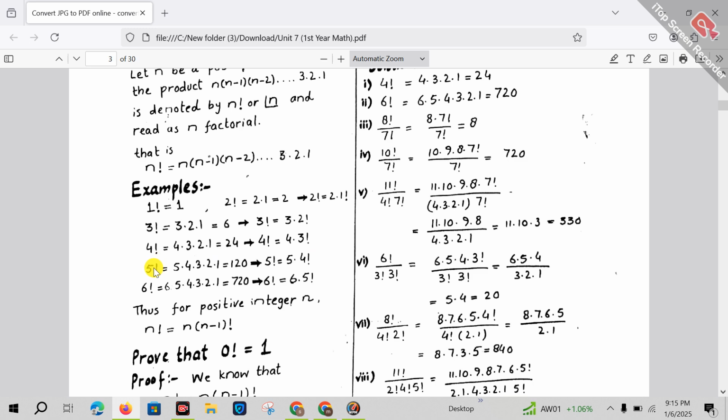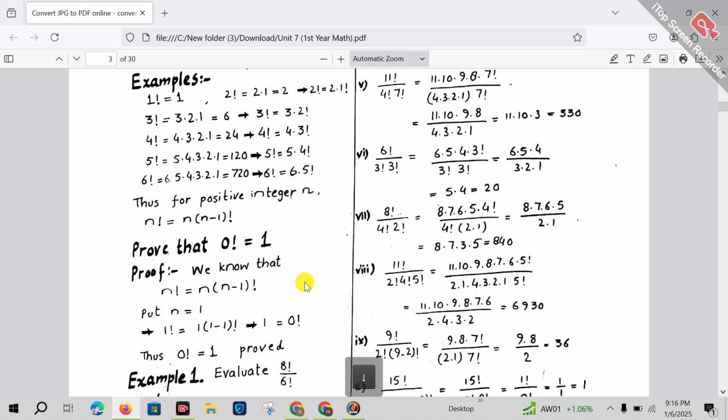Next is 5 factorial. 5 factorial means 5 multiplied by 4 multiplied by 3 multiplied by 2 multiplied by 1. This is equal to 120. And in the similar way, 5 factorial is equal to 5 dot 4 factorial. Similarly, 6 factorial is equal to 6, 5, 4, 3, 2, 1. And in the similar way, we can write 6 factorial is equal to 6 dot 5 factorial. The reason is that we can write 5, 4, 3, 2, 1 as 5 factorial. Now look at this.